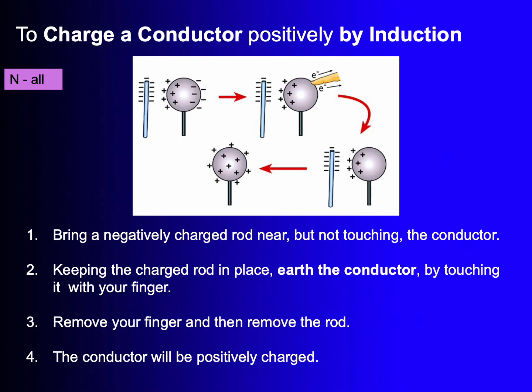So this diagram here, 4 steps. Step 1, top left, bringing the charge rod near it. Step 2, earthing it. Step 3, keeping the rod in place, removing the earth. And step 4, you're left with the overall positive charge. So you need a diagram 1, 2, 3 and 4, and you need the steps there underneath as well, if you were asked how to charge an object positively by induction. They do like to ask this one a lot in exams.